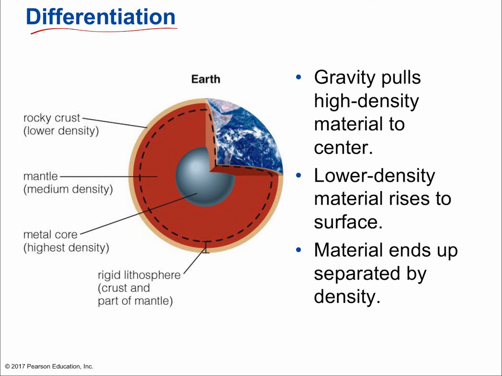The lower density water rises up to the surface. The material ends up separated by density. Okay, so planets have differentiation. The densest material sinks to the bottom.